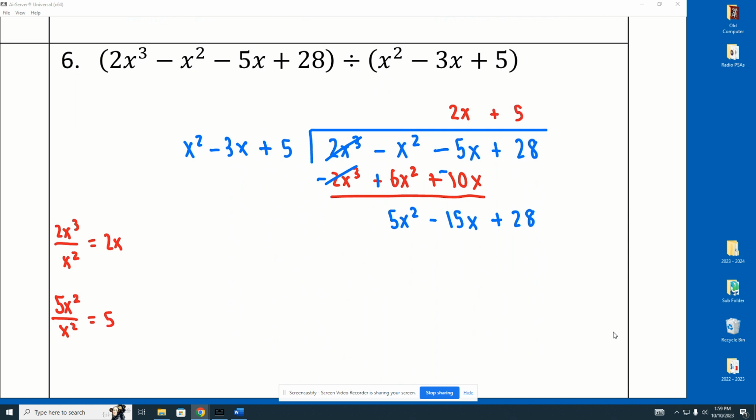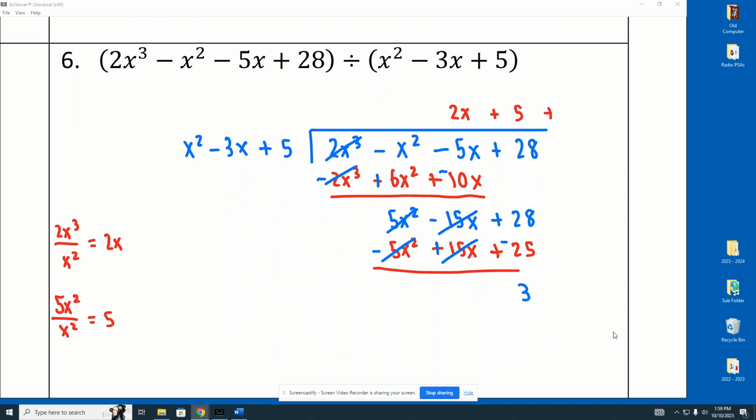So 5 times x squared, 5x squared. 5 times negative 3x, negative 15x. And 5 times positive 5, positive 25. When you change your signs, that's a minus, that's a plus, that's a minus. These cancel, and you're left only with a remainder of 3.